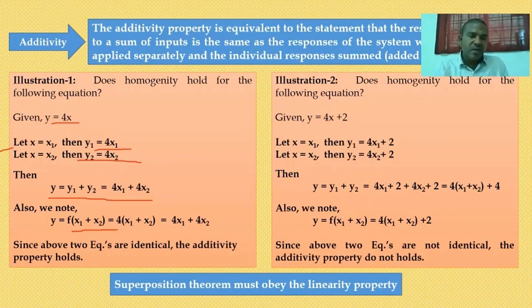So x1 is equal to 1, x2 is equal to 1, so the y value is 8 only. If you substitute, y1 is equal to 4x1, so there you get 4 only. y2 is equal to 4x2, there you get 4 only. Then the summation y1 plus y2 is also 8. So that is the overall response. So it obeys the additivity property.